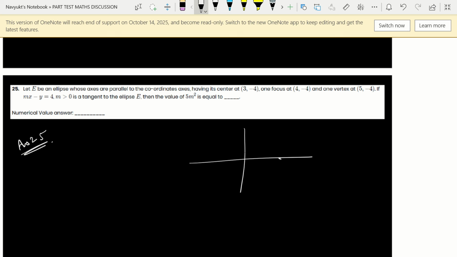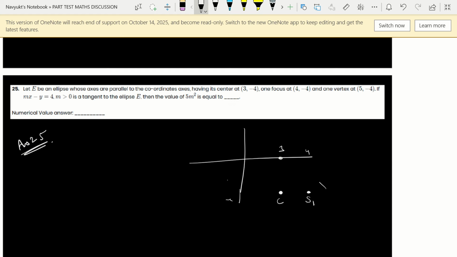Center is (3, -4). 3 is here, minus 4 is somewhere here. Let's say this point. And the focus is (4, -4). Okay, fine. So this is the center. This is one of the foci, S1.